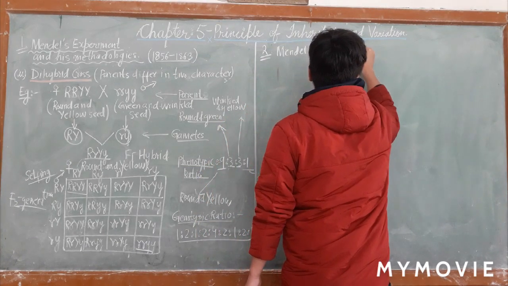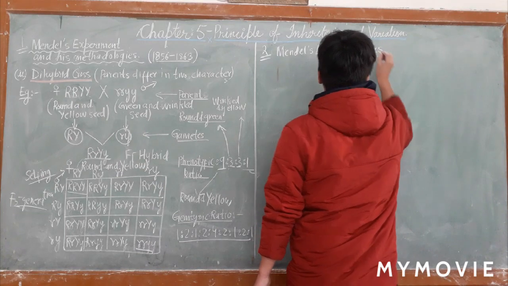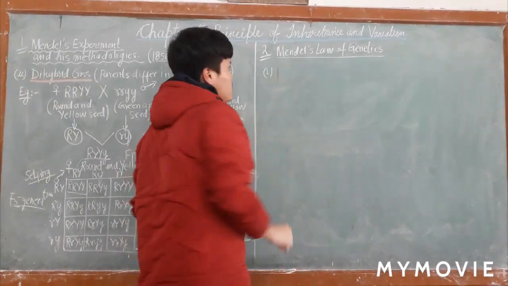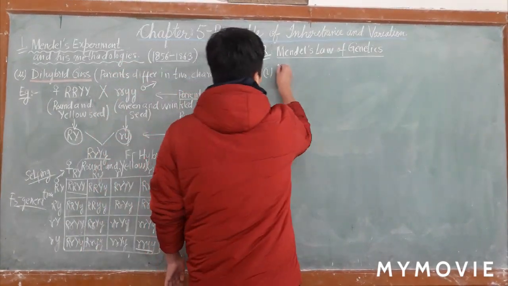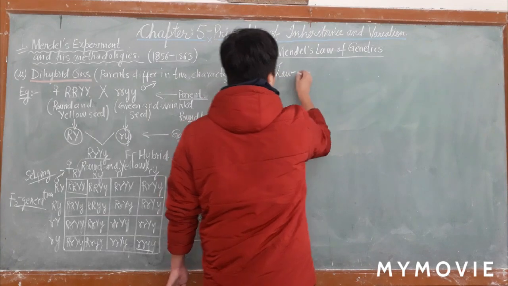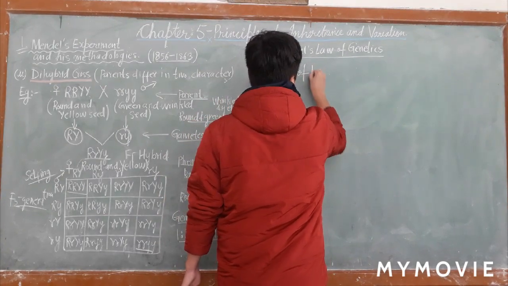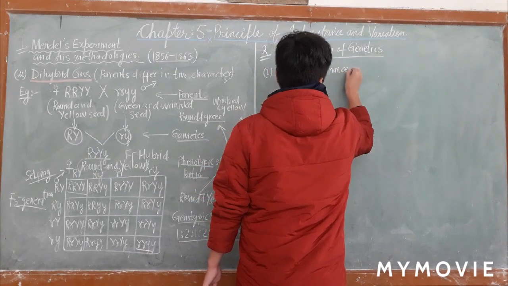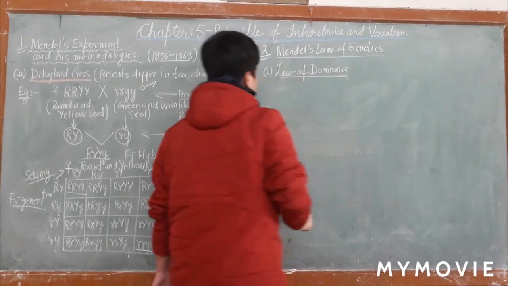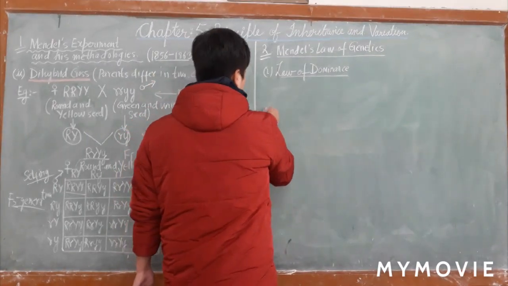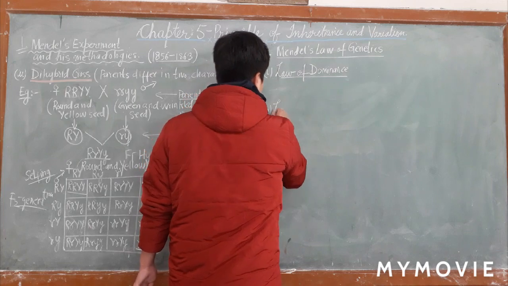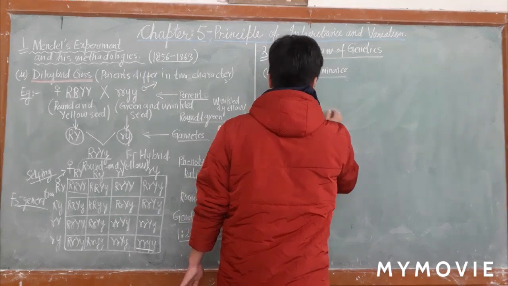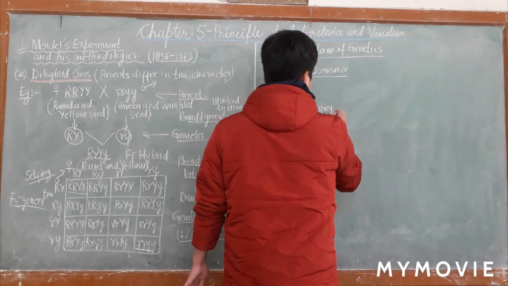Laws of genetics and DNA. Okay, so first, Mendel's law of dominance. Law of dominance. And the second one, law of segregation. Segregation.